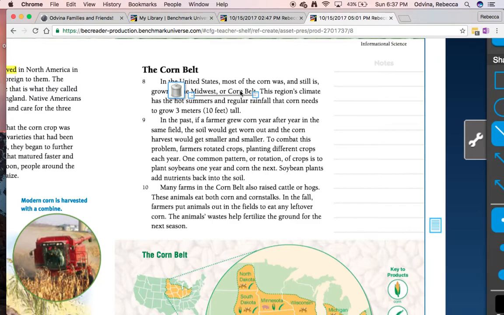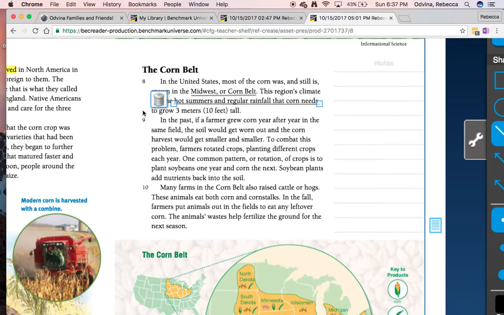I read that Corn Belt is the nickname for the Midwest, the region where most corn is grown. I'll look for key details about the Corn Belt. In the second sentence, I will underline hot summers and regular rainfall that corn needs, as these key details describe the Corn Belt. So hot summers and regular rainfall that corn needs. So these are features of this region. Now I'm looking at paragraph 9.